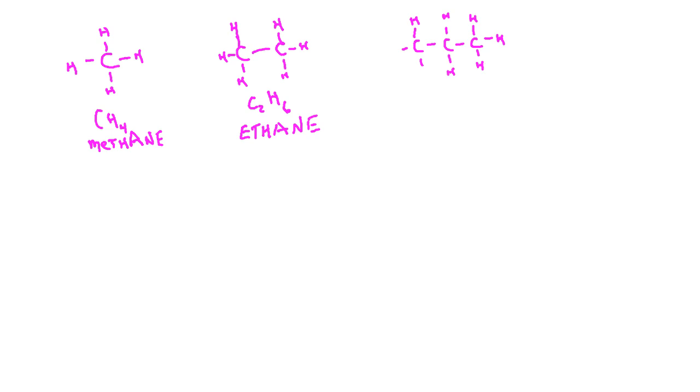If we write the formula for this, we have 3 carbons, and if we count the H's, it looks like 8 H's. 3 carbons, the prefix was prop, and with single bonds the ending is ANE. So there's propane, the gas that's found in barbecues. Remember, methane was the gas found in your stove. And we found a formula for all these alkanes: CH4, C2H6, C3H8, etc.